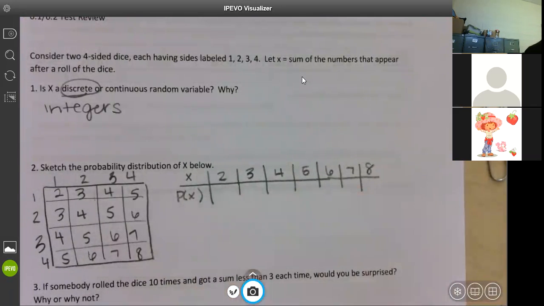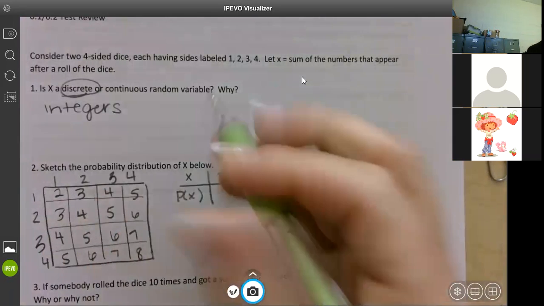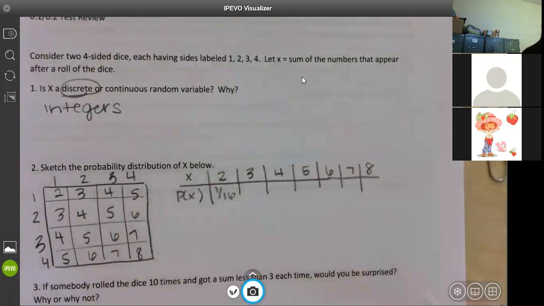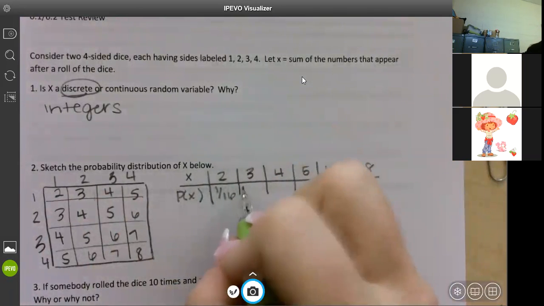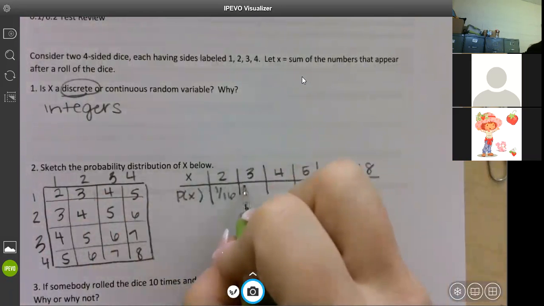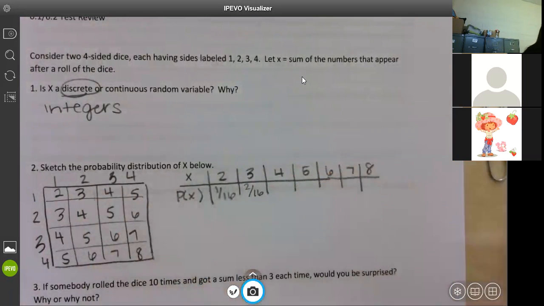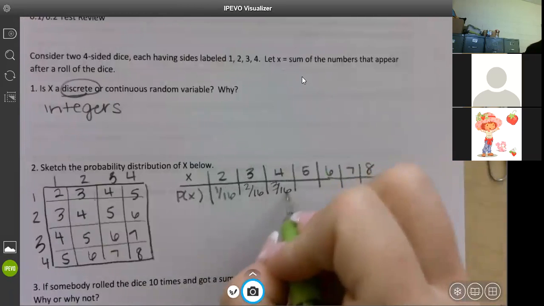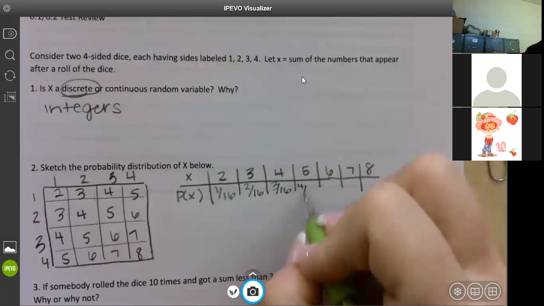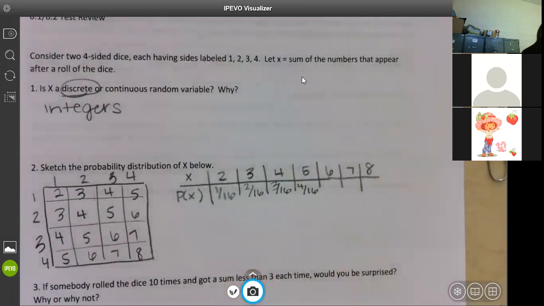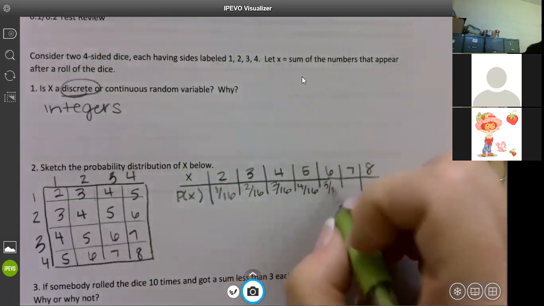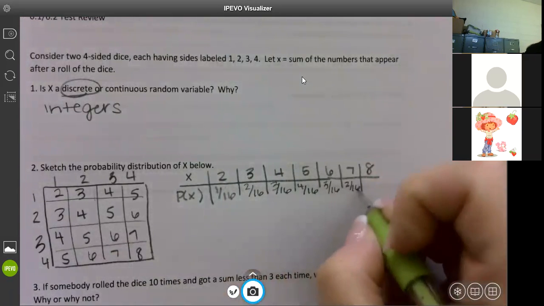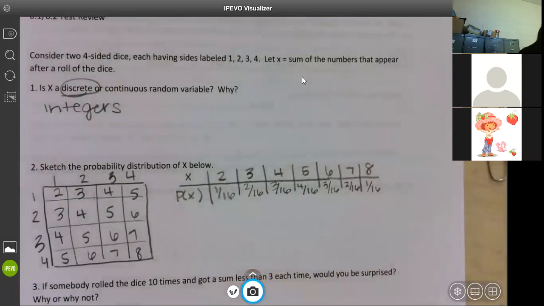What are your chances of getting a 2? 1 out of a total of 16. So 1 out of 16. You can leave it like that; you don't have to put it as a decimal. What are your chances of getting a 3? 2 out of 16. Chances of getting a 4? 3 out of 16. A 5? 4 out of 16. And leave them like that. You don't have to simplify them or anything. Nobody says that you have to do that. 6 is 3 out of 16. 7 is 2 out of 16. And 8 is 1 out of 16.